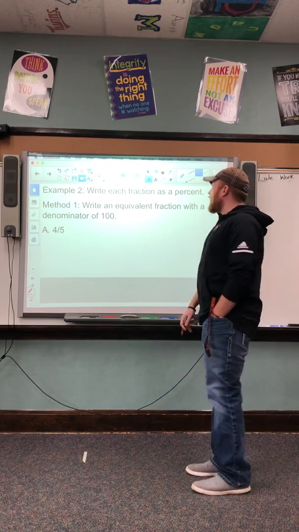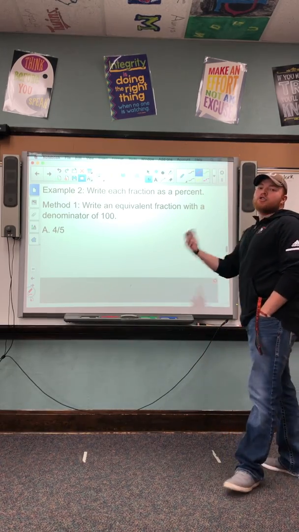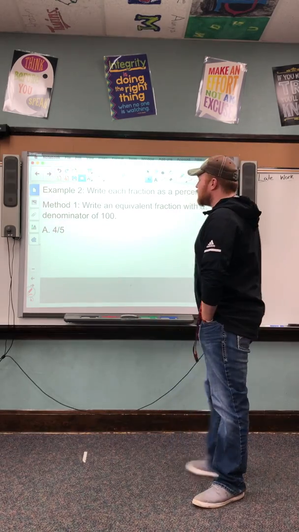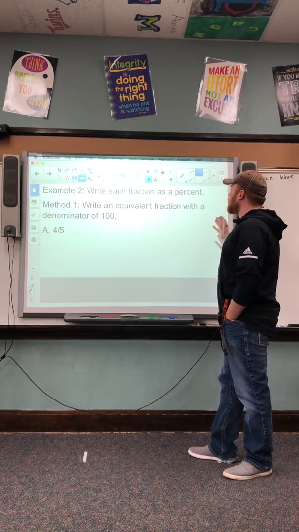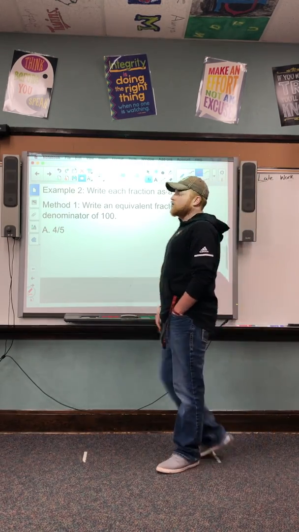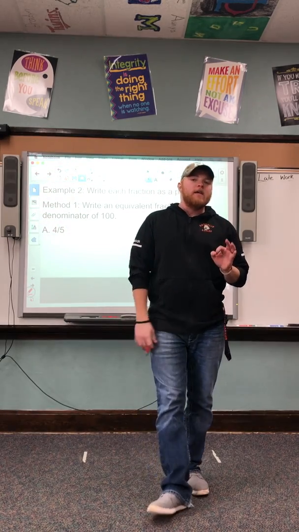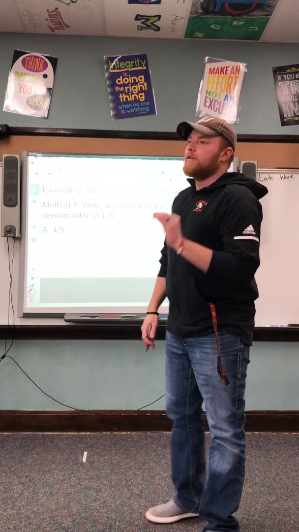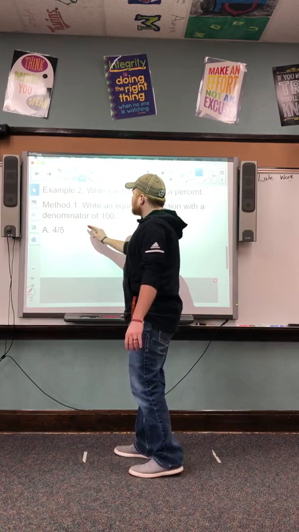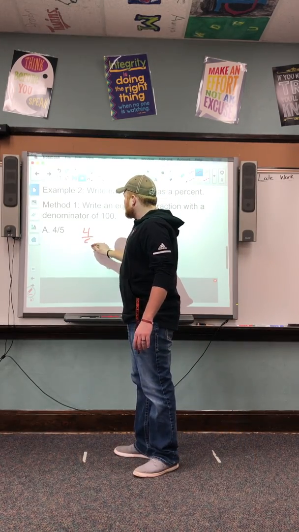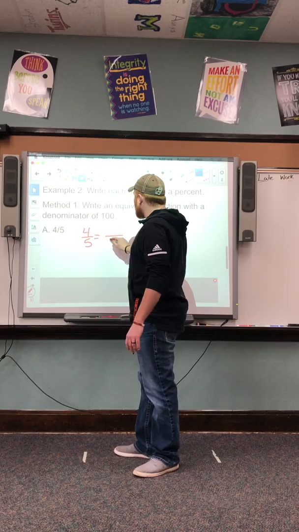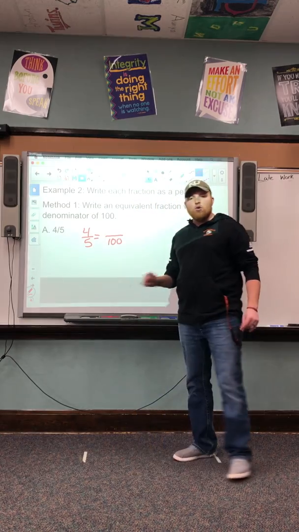Write each fraction as a percent. Okay, so again, there's 2 different methods in doing this. The first method is write an equivalent fraction with a denominator of 100. Now this only works if the denominator is a factor of 100. Okay, so if we have 4/5 and we needed to get it to 100, 5 can go into 100.